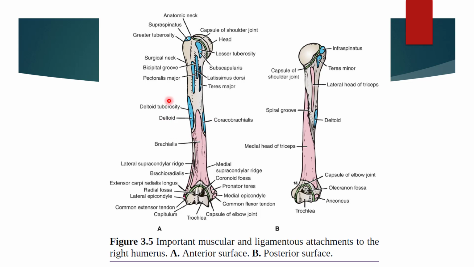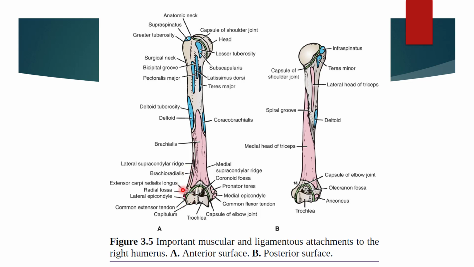Okay, then the deltoid muscle is attached to the deltoid tuberosity, and coracobrachialis is attached to the medial part of the middle part of the shaft of the humerus. Brachialis is attached on the lower part of the shaft of the humerus. Then there is the medial epicondyle, which is the common flexor origin. All flexor muscles of the forearm originate from the common flexor origin, which is the medial epicondyle. And the lateral epicondyle is the common extensor origin, because all extensor muscles of the forearm are attached here.